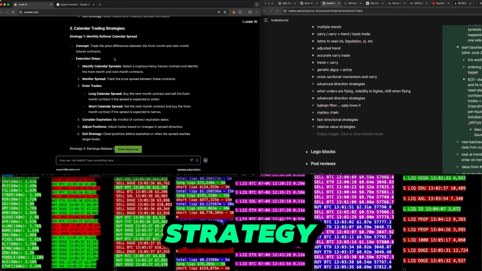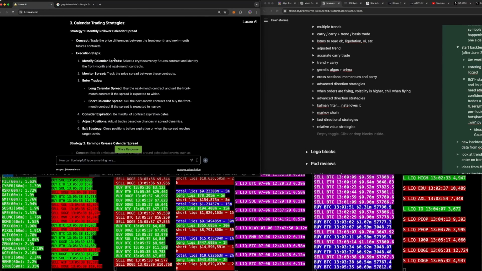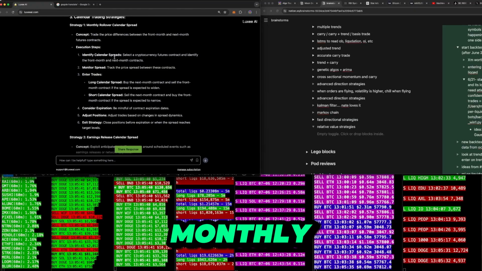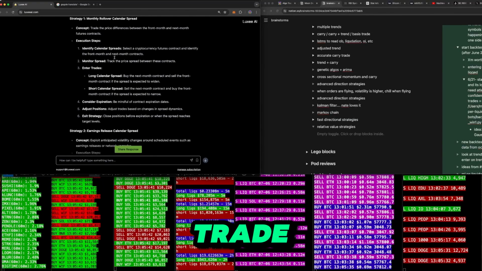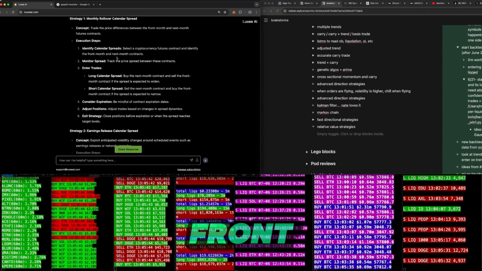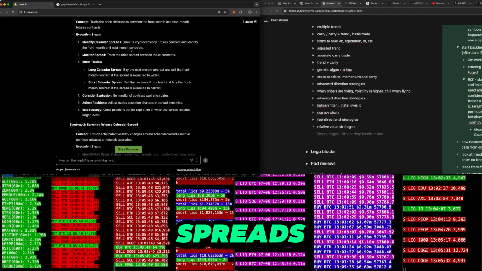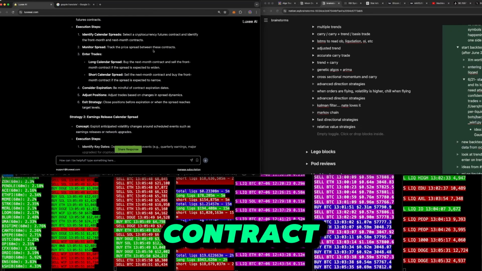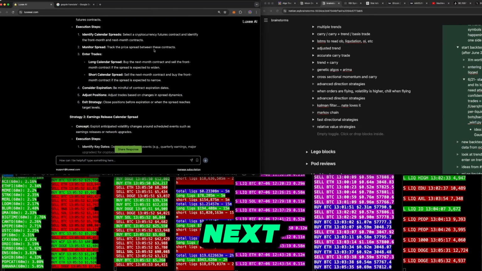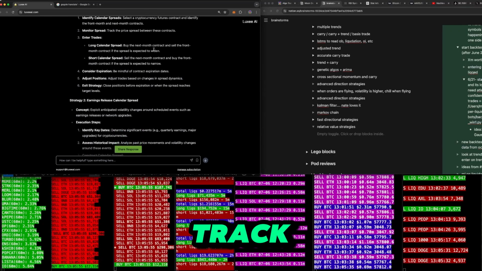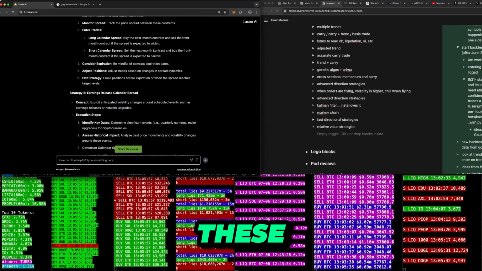Calendar trading strategy. Monthly rollover calendar spread. So trade the price differences between the front month and next month futures contract. Identify calendar spreads. Select the crypto futures contract and identify the first month and the next month. Monitor spread. Track the price spread between these contracts.